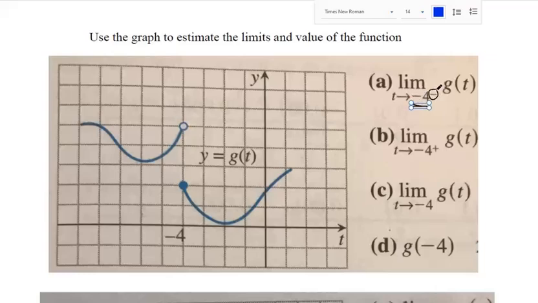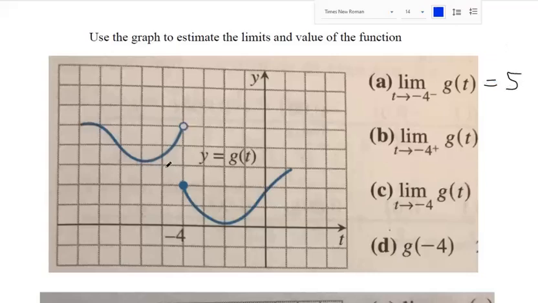This notation means coming from the left. So here's where t equals -4. What are the y values as t gets closer and closer to -4 but from the left side? That's what the limit is asking you to evaluate. So the y value here looks to be 1, 2, 3, 4. We're getting infinitely close to y equals 5. So that's the limit. Okay, that's all you got to do.